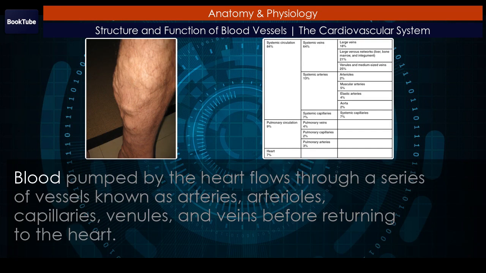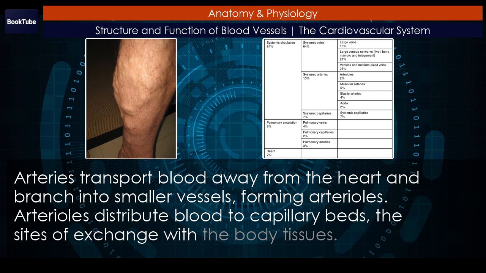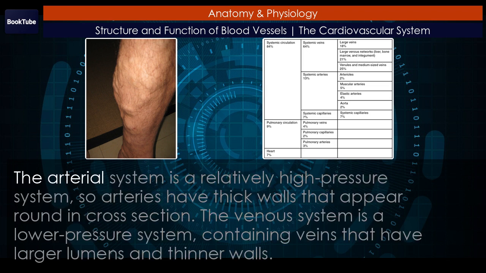Chapter Review. Blood pumped by the heart flows through a series of vessels known as arteries, arterioles, capillaries, venules, and veins before returning to the heart. Arteries transport blood away from the heart and branch into smaller vessels, forming arterioles. Arterioles distribute blood to capillary beds, the sites of exchange with the body tissues. Capillaries lead back to small vessels known as venules that flow into the larger veins and eventually back to the heart. The arterial system is a relatively high-pressure system, so arteries have thick walls that appear round in cross-section.